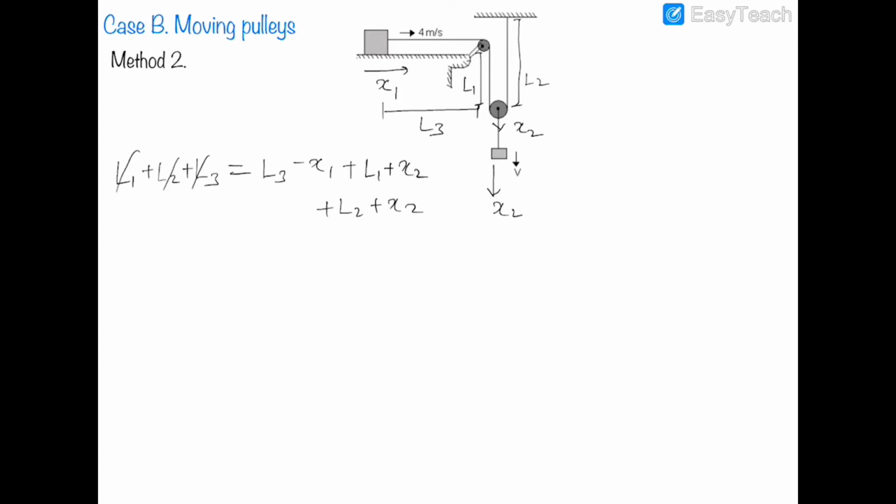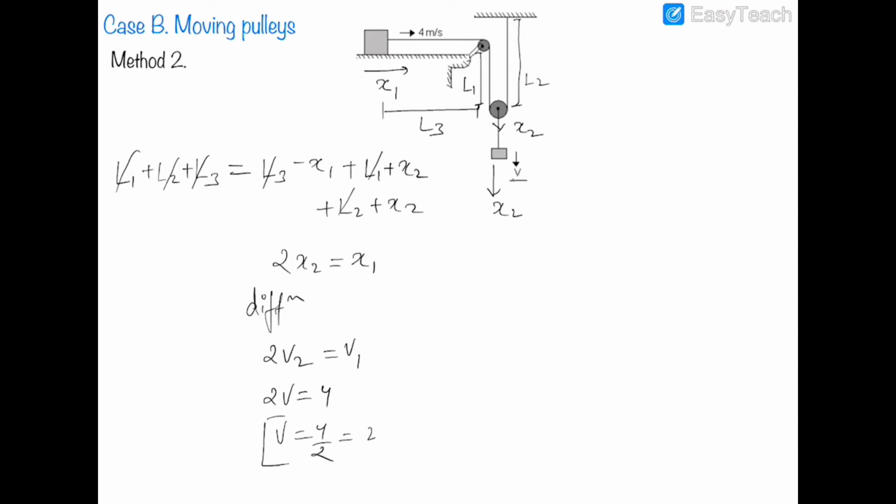So L1, L2, L3 will cancel out, and we can see that 2x2 will be equal to x1. So differentiating with respect to time, we get 2v2 is equal to v1. Now v1 is given as 4, and v2 is given as v. So 2v is equal to 4, and v is equal to 4 upon 2. That is 2 meters per second.